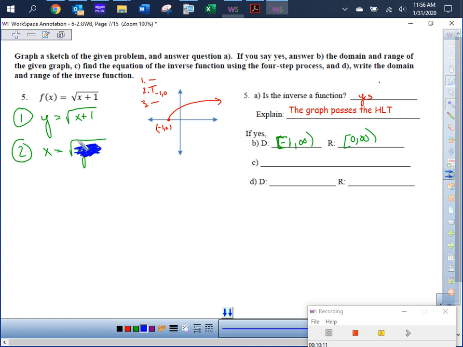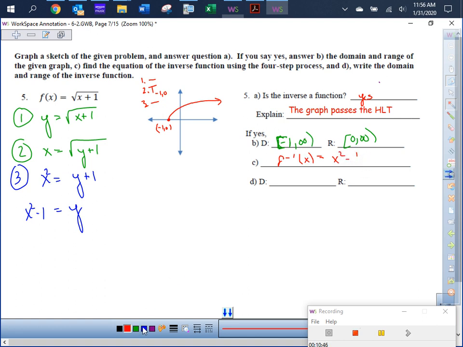So to get rid of the square root, we're going to square both sides. This will become x squared. And the square root is going to go away, leaving y plus 1. And now we can subtract the 1 over. So we get x squared minus 1 equals y. So that's step 3. Step 4 is to change y to f inverse of x. And I got x squared minus 1.